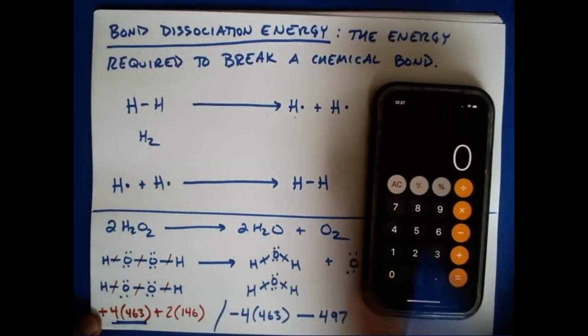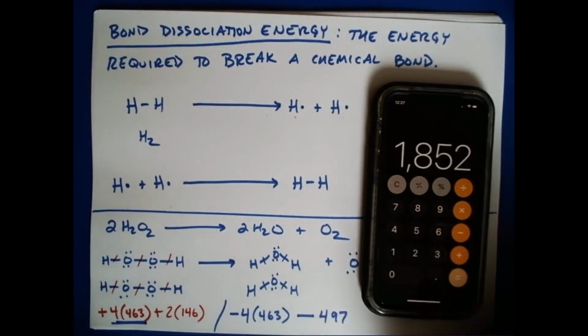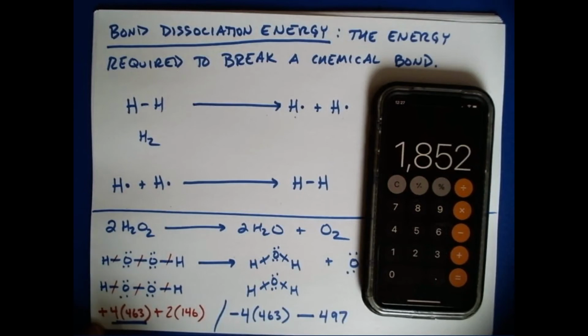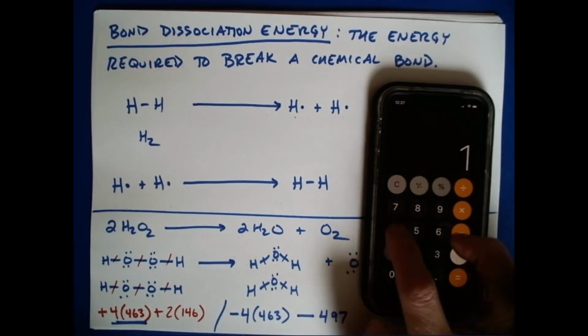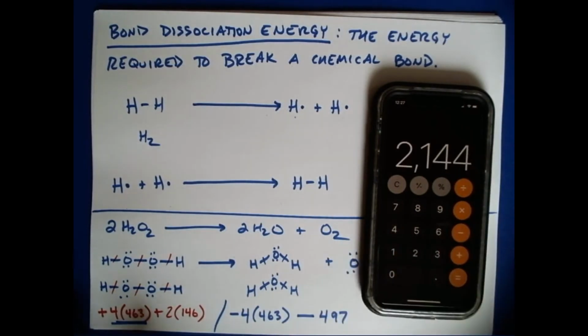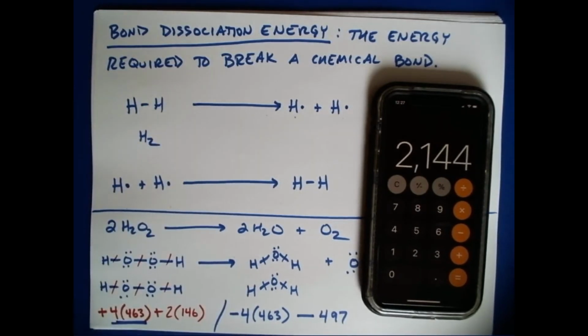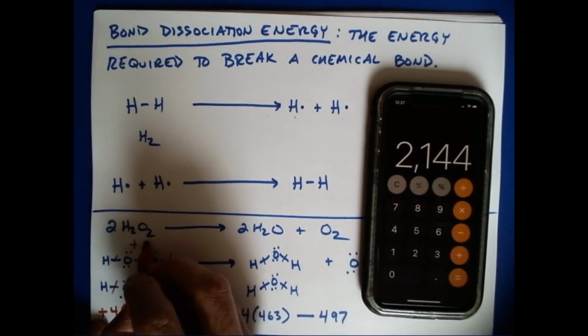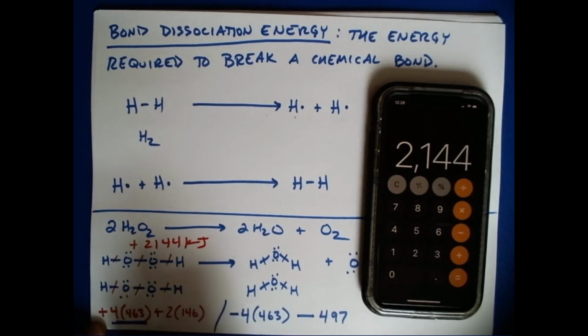Okay, now we can add everything up. 4 times 463, that's 1852 positive, plus 2 times 146. I'm just going to go ahead and add in 146 twice. Yep, so it's positive 2144. That's what it requires to break all of these bonds. So I write that in up here on the top. Positive 2144 kilojoules. That's the sum of all this to break all of these bonds.